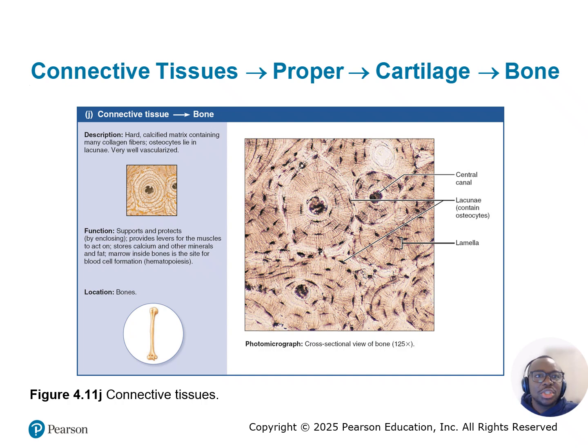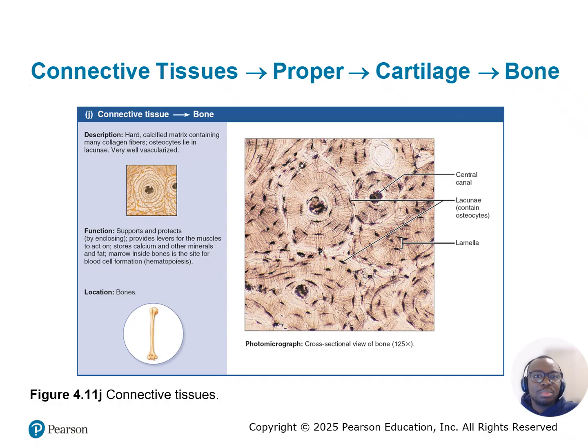The next major type of connective tissue is bone or osseous tissue. Bone has a hard calcified matrix containing many collagen fibers. Immature bone cells called osteoblasts produce the bone matrix, while osteocytes lie in lacunae and maintain the matrix. Bone is richly vascularized.